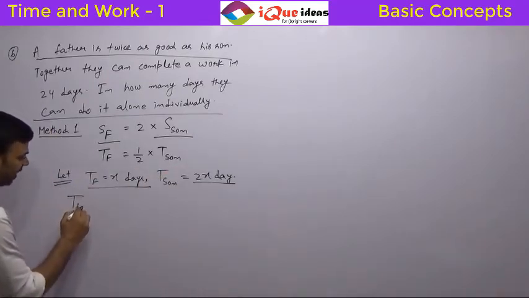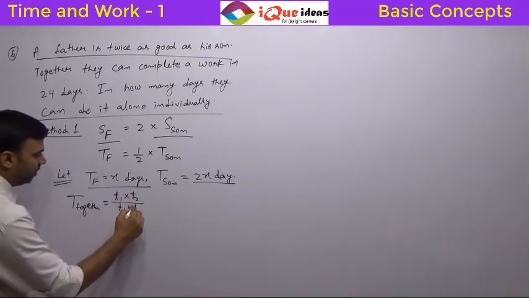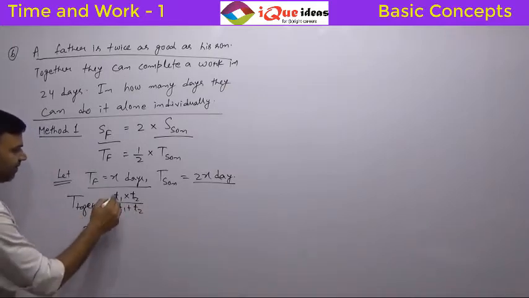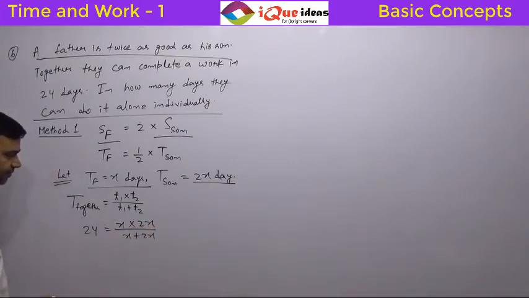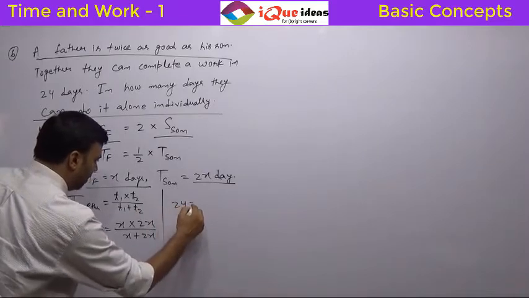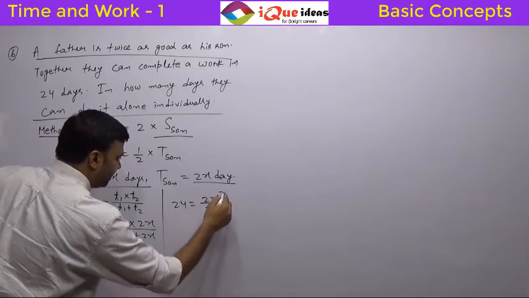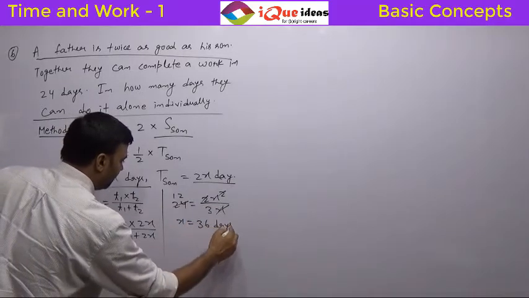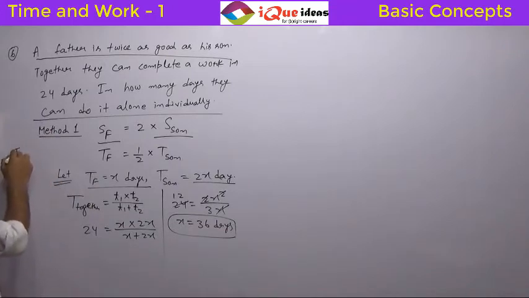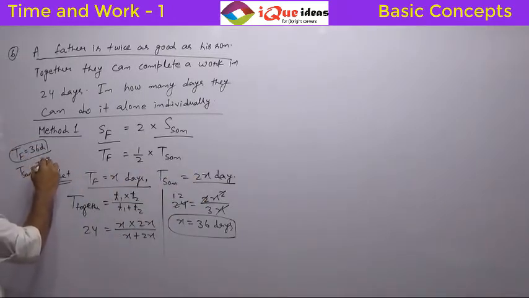So that means time together, we know the formula of T1 into T2 upon T1 plus T2. Here time together is given 24. Time of father is X, time of son is 2X. So X into 2X divided by X plus 2X. So from here we get 24 equal to X into 2X is 2X square, upon X plus 2X is 3X. So 1 X is cancelled. 2 cancels 24 12 times. So X is equal to 12 into 3, 36. That means the father can do the work alone in 36 days, and the son can do the work alone in 2 into X, that is 2 into 36, that is 72 days.